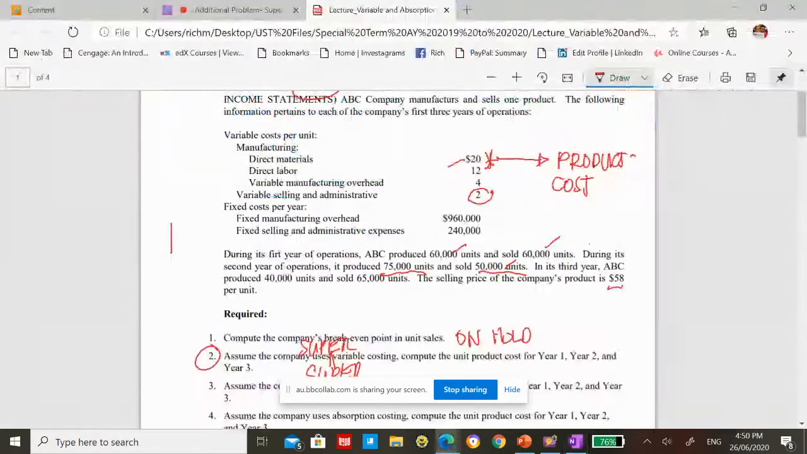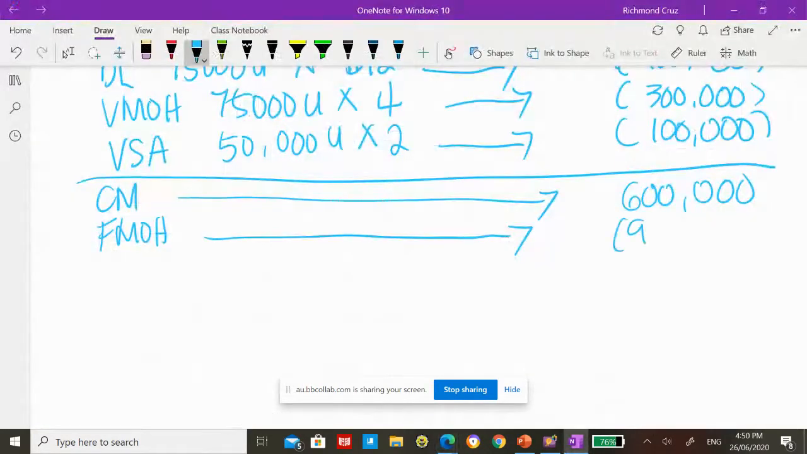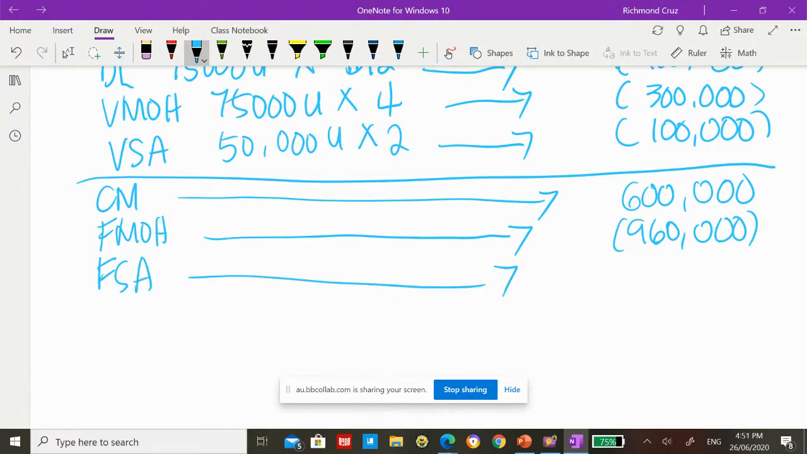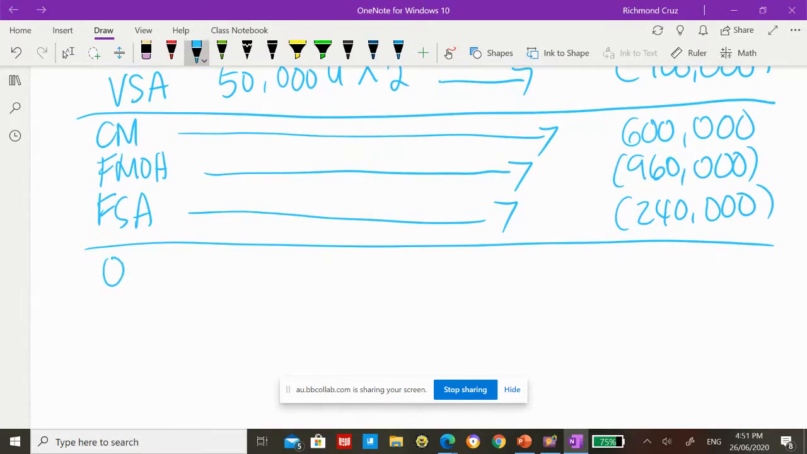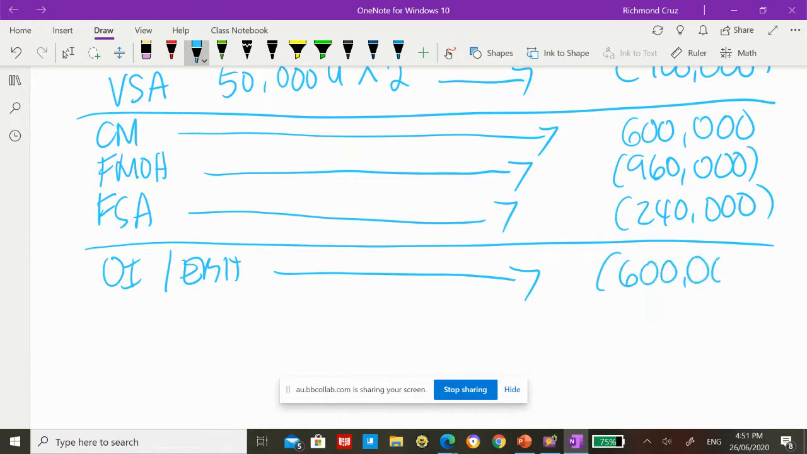And the fixed manufacturing overhead is 960,000. And the fixed selling and admin expense is 240,000. So this is our operating income or EBIT, and that is 600,000 minus 960,000 minus 240,000. So this is negative 600,000.